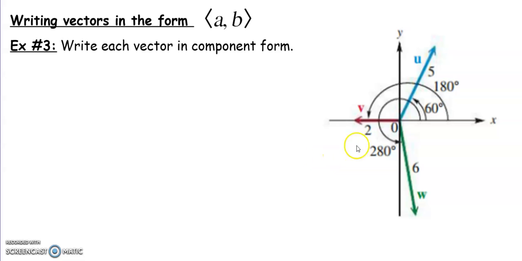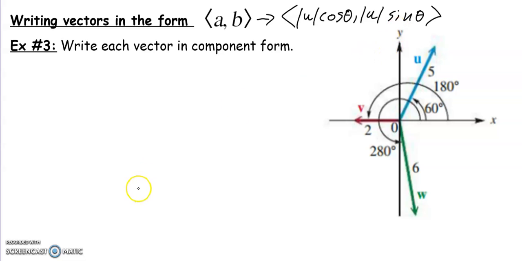Well, what if we go back to example 3 and let's take the vectors U, V, and W and write them in component form AB. So when I'm done with my components, I want them to be a point A and a point B. Well, what we just said when we have values like this, we said we can find AB by saying the magnitude of my vector times the cosine of the angle is A, and the magnitude of the vector times the sine of the angle is B. So let's start with our first one, U.